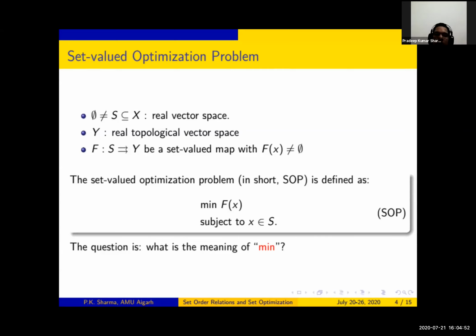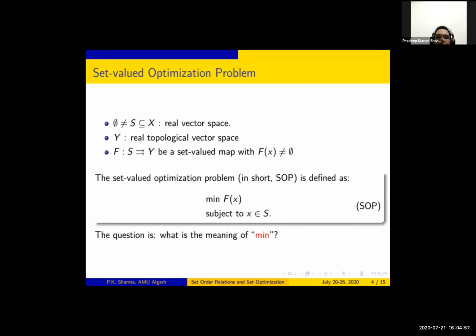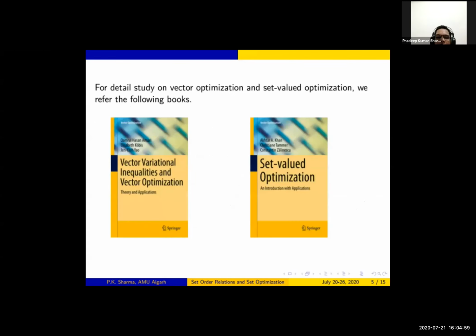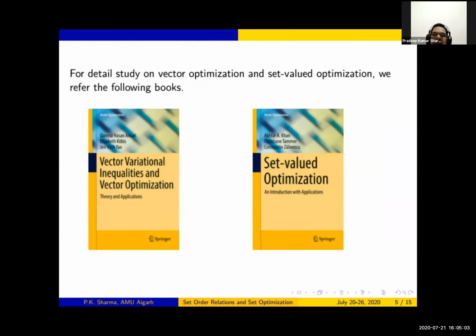So before defining the meaning of this minimum, we consider an application of scalar optimization problem, vector valued optimization problem, and set optimization problem, because a set valued map contains the single valued maps, the scalar valued maps, and vector valued maps. So basically set valued optimization is a generalization of the scalar valued optimization problem and the vector valued optimization problem.